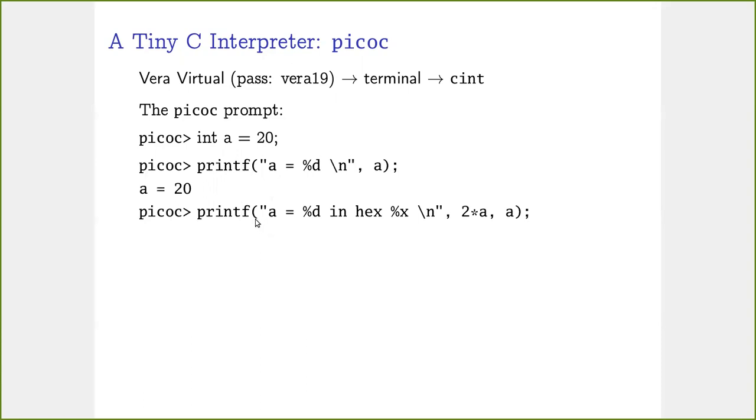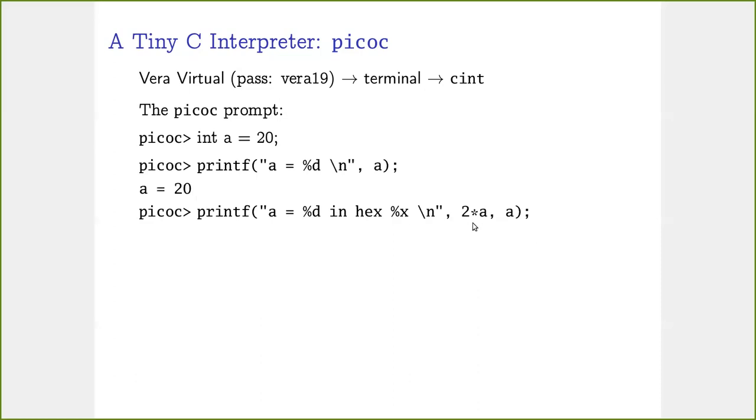This function call, for the same function, but with a different number of arguments, shows that printf can have a variable number of arguments. The first is always a formatting string, and there can be a series of %s, %ds, %xs. There's a whole set of formatting codes, depending on what the type of the value is on the right that you want to print. Now, this %d matches with 2 times A.